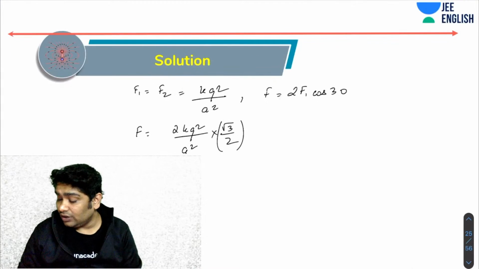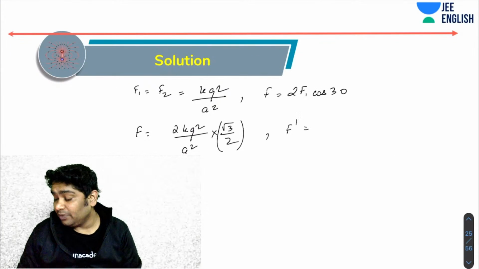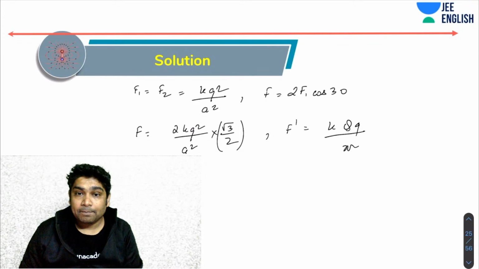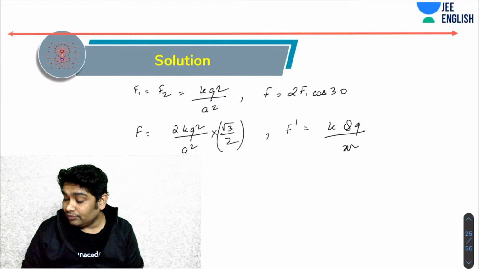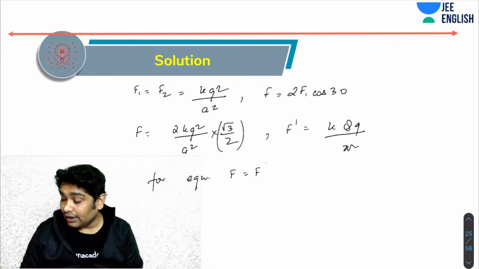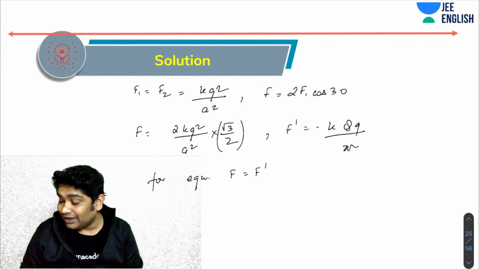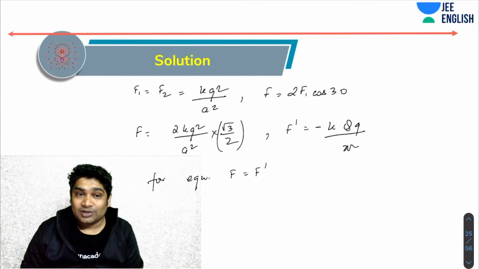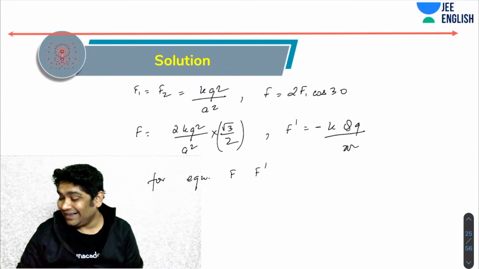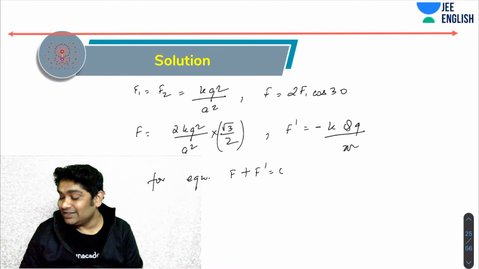Now I also know F dash. F dash would be kq over x square. Correct. Now for equilibrium, I want F equals F dash. Again, here the Q has to be negative. Q has to be negative. I want F plus F dash equals 0.